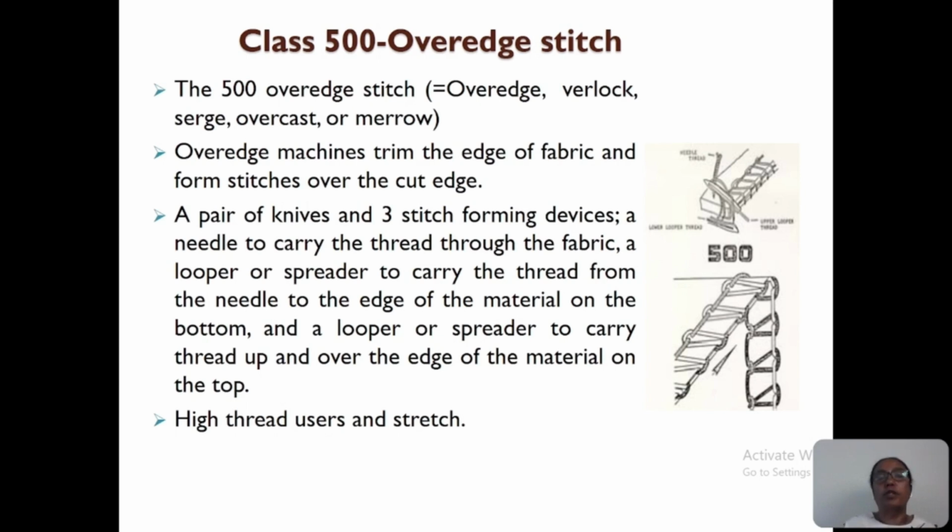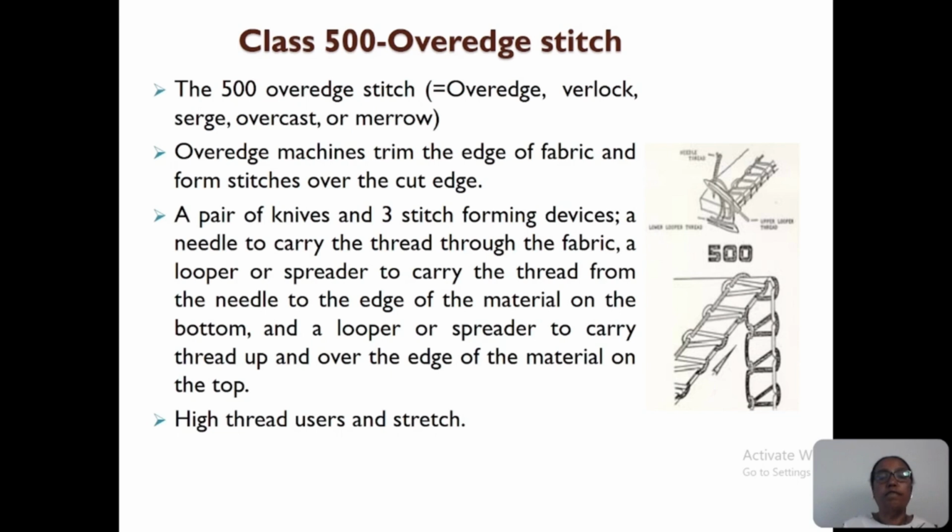Another class type is 500, overedge stitch. This overedge stitch is also called overlock, serge, overcast or merrow. The overedge machine trims the edge of the fabric and forms a stitch over the cut edge. This stitch type is a stitch and a cut.